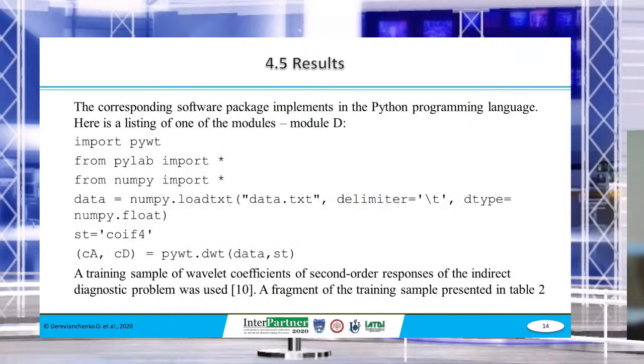Next slide, please. The corresponding software package is implemented in the Python programming language. Here is a listing of one of the modules, module D. A training sample of wavelet coefficients of the second order response of the indirect diagnostic process was used. A fragment of the training sample is presented in table 2.